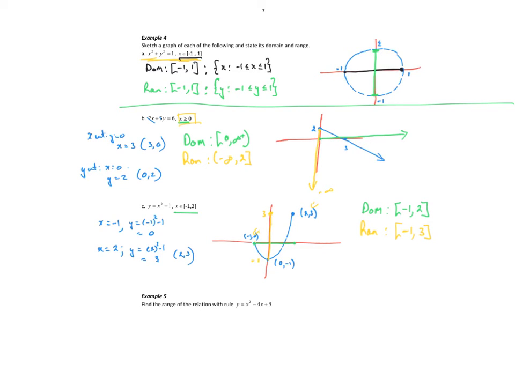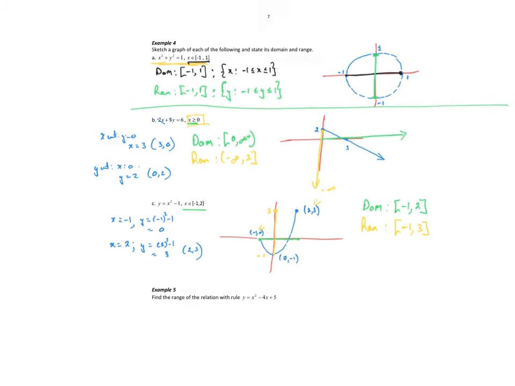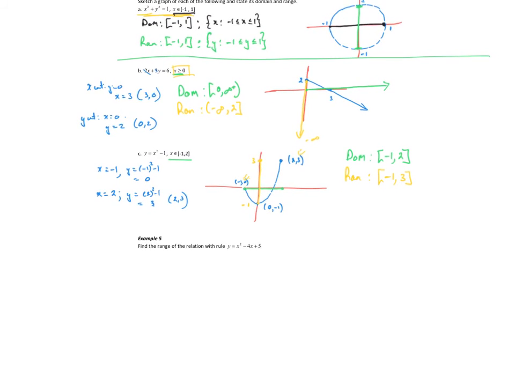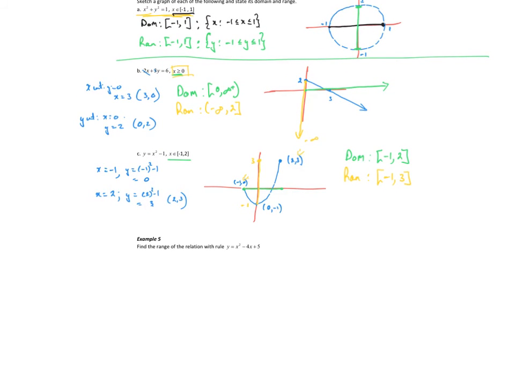Find the range of this relation here as well, with the rule y equals x squared minus 4x plus 5. We'll just slide up a little bit. So again, we've got to have a graph sketch. We've got the full graph. I won't use yellow, I'll keep to my red and blue. So we want to sketch that graph. So we want to know where the minimum value or the maximum value is. So we need a turning point.